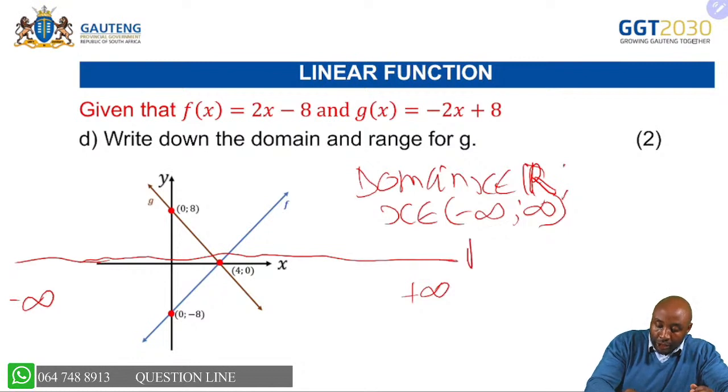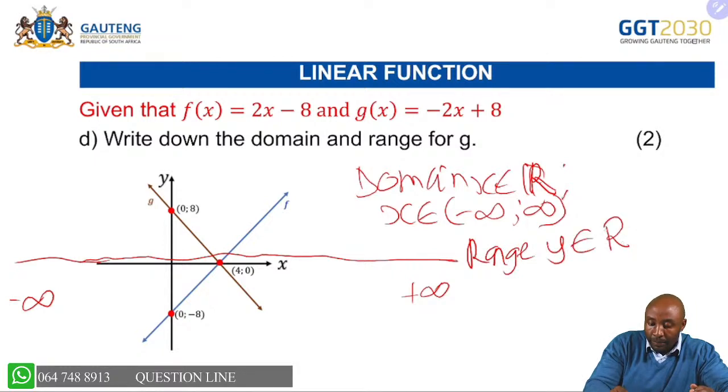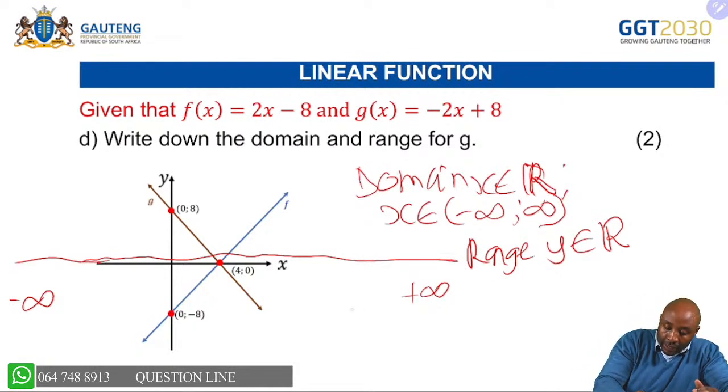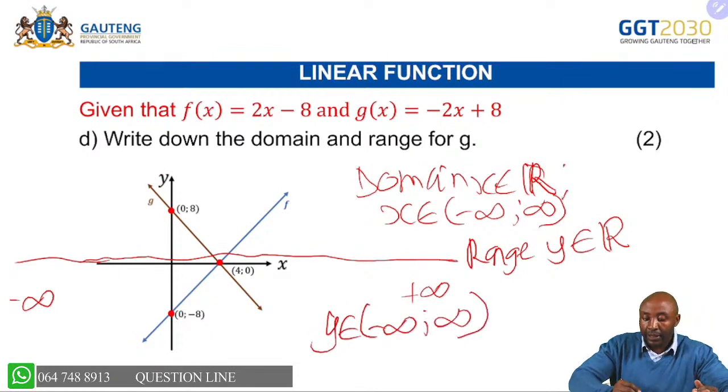The range, we shall have y is an element of real numbers, because also we don't know where it starts and we don't know where it ends. Or if we are using the interval notation, y will be an element from negative infinity to positive infinity, like that. And then we move on.